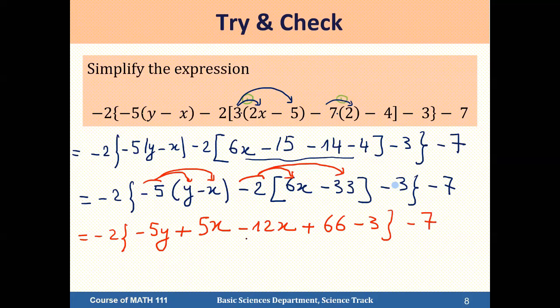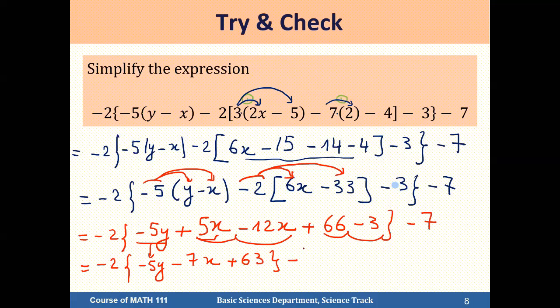Can we simplify here inside? Yes. So we simplify. Y, we have only this. X, we have this and this: minus 7x. Minus 7. And the numbers: we have this and this. Plus. Okay. And then we simplified. Now I can distribute.